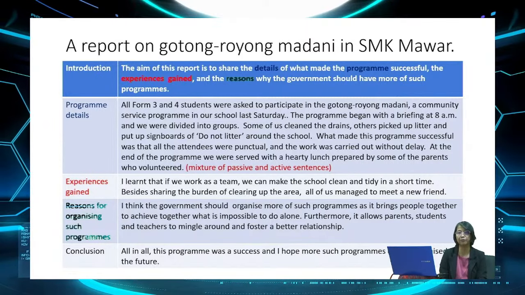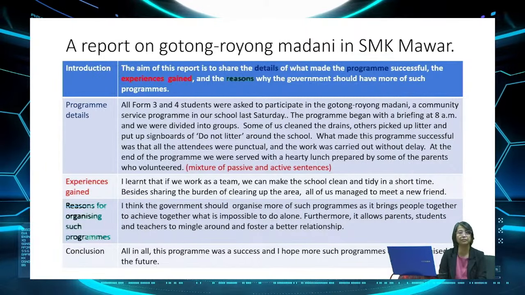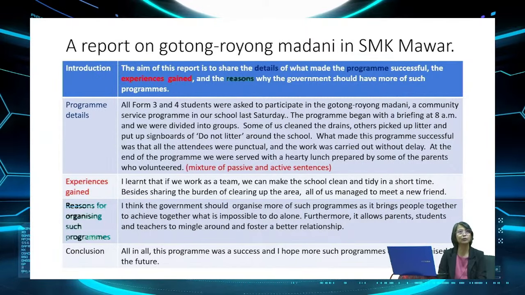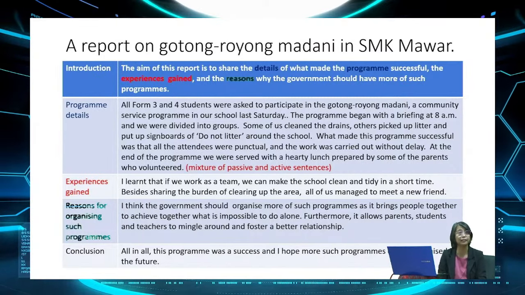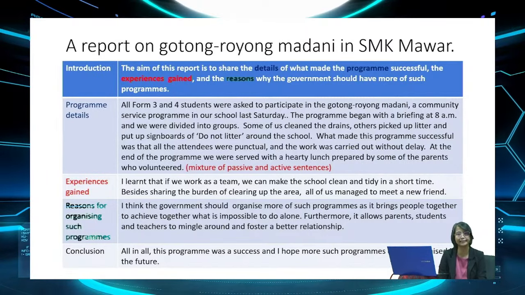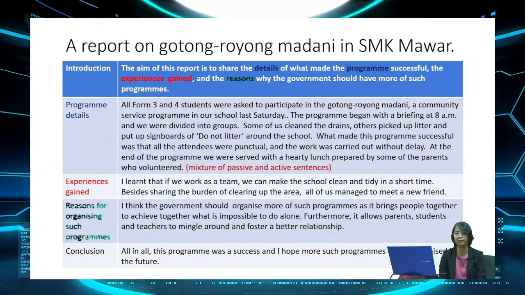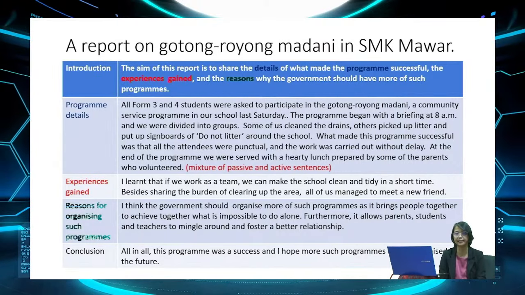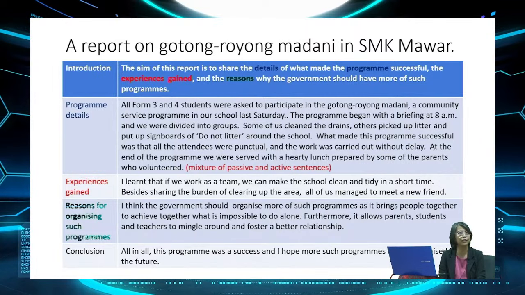At the end of the program, we were served with a hearty lunch prepared by some of the parents who volunteered. Okay, so as what I said just now, it's a mixture of passive and active sentences. So you have actually also managed to use a variety of sentence structure. Okay, I learned that if we work as a team, we can make the school clean and tidy in a short time. Besides sharing the burden of cleaning up the area, all of us managed to meet a new friend.